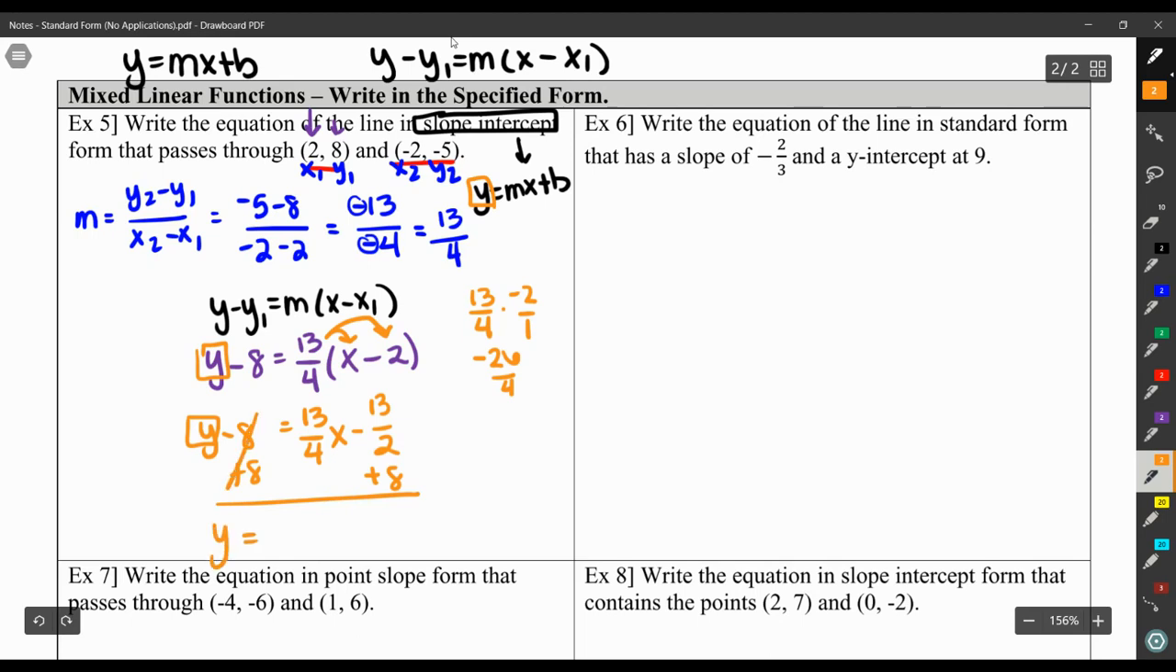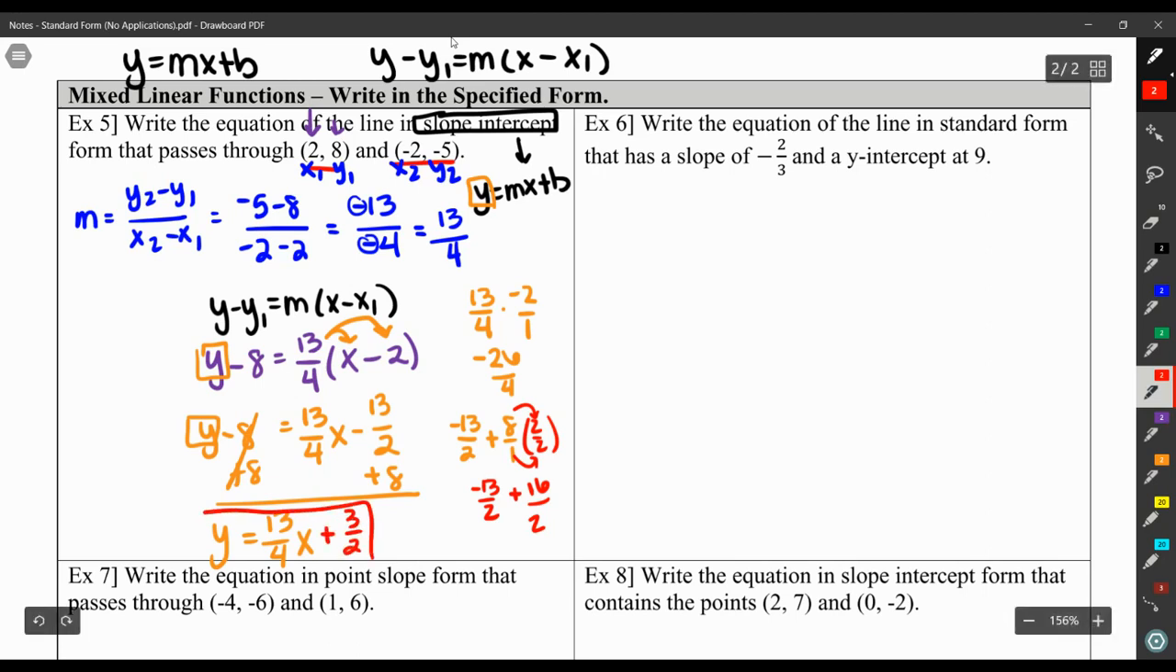So we're going to have y equals 13 over 4x. Then, again, do it on the side. Negative 13 over 2 plus 8 over 1. So I need to make the denominators the same, 2 over 2. So we have negative 13 over 2 plus 8 times 2 makes 16. 1 times 2 makes 2. And negative 13 plus a 16 is a positive 3 over 2. So this is our final slope-intercept form. Y is by itself, and we have the slope and the y-intercept.